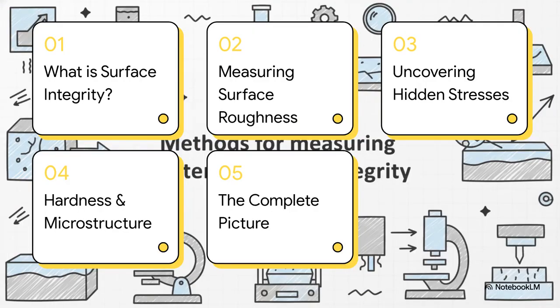So here's our game plan. First, we're going to define what surface integrity even means. Then we'll start our investigation right on the surface, checking out its texture. After that, we'll dive deeper to uncover these hidden stresses and changes to the material's actual structure. And finally, we'll see how all these clues come together to give us the complete picture.